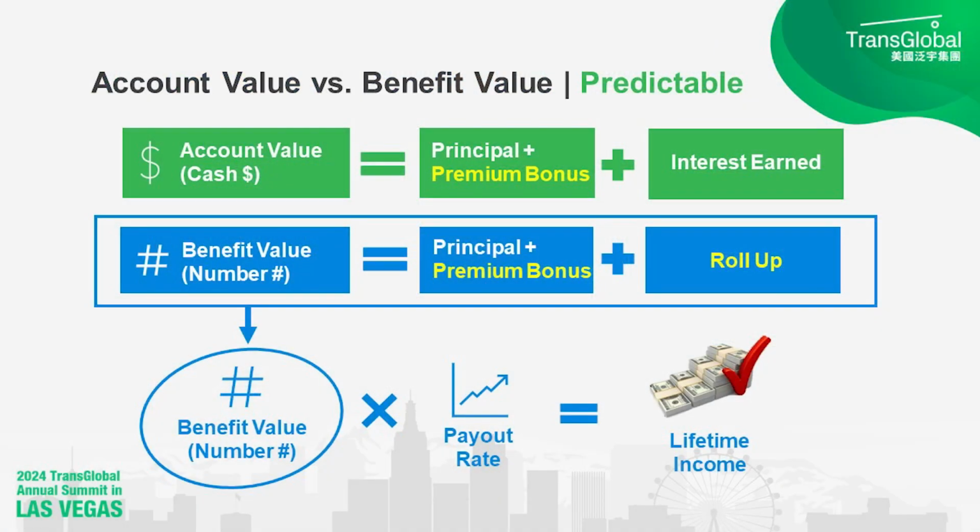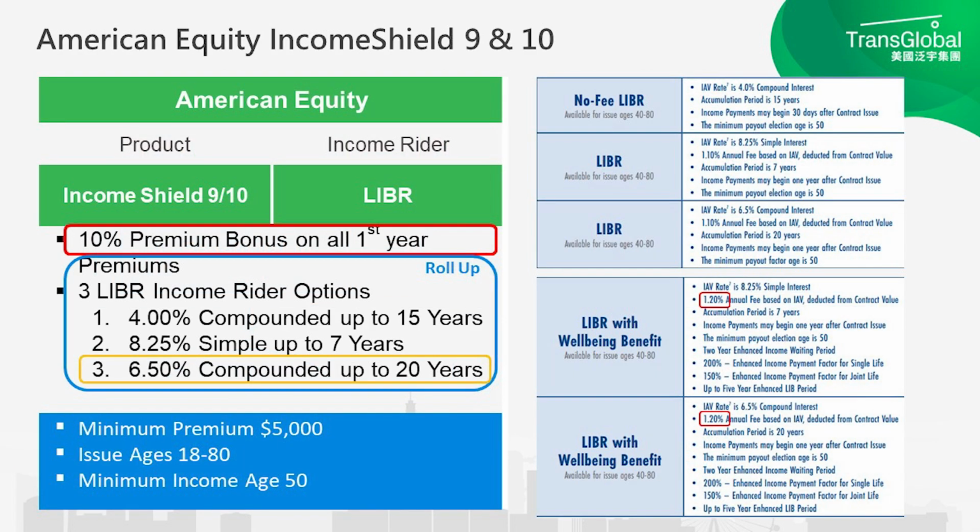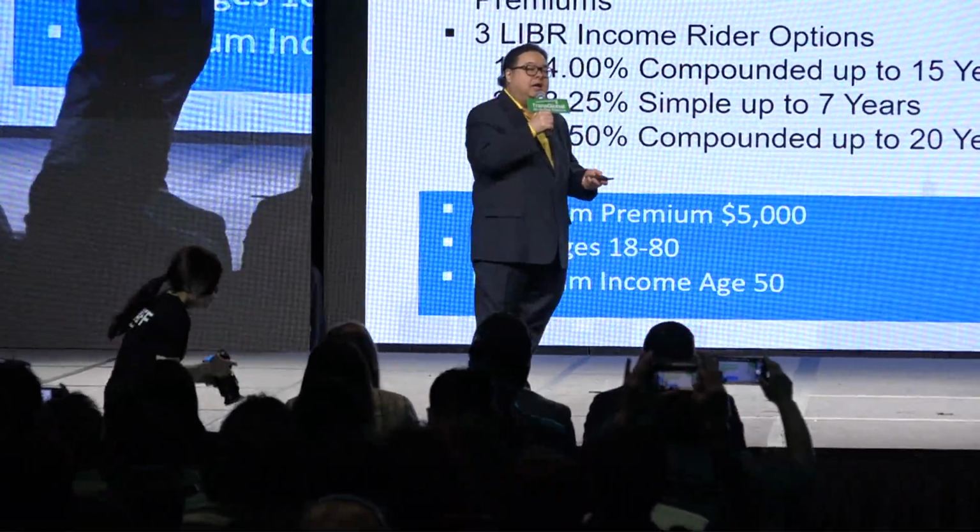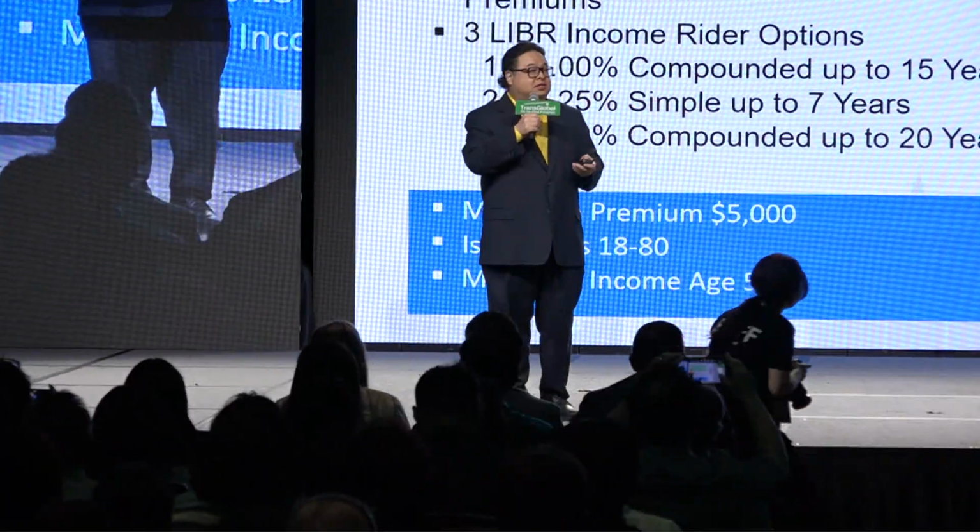Benefit value times payout rate is your lifetime income. First, let's see the familiar face, American Equity Income Shield 9 or 10. If you're in California, Income Shield 9. First of all, for American Equity, what is special about this product?